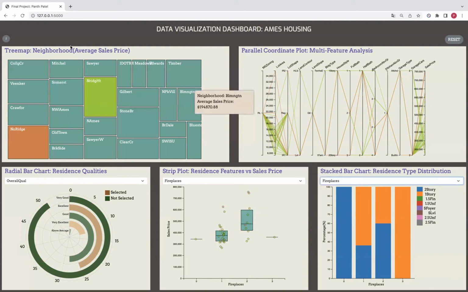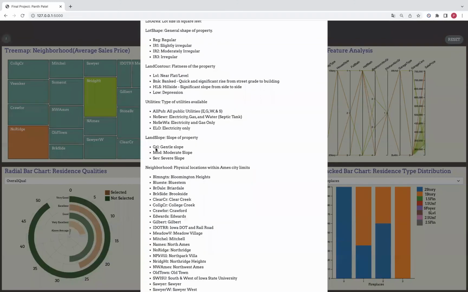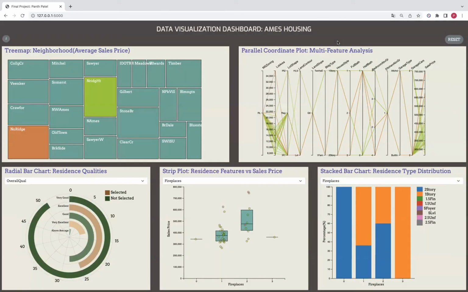There are actually three scales: gentle, moderate, and severe. This again makes sense because the steeper the slope, the more awkward it would be to build a house over it. Many people prefer living on a gentle slope, on land that's not too slopey. So this is one thing, that all the houses in this neighborhood are on a gentle slope.